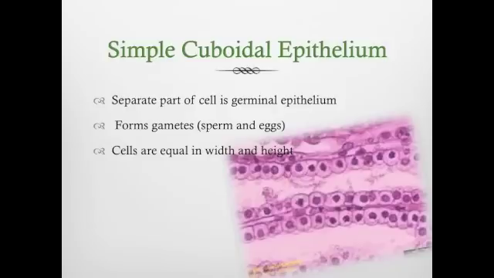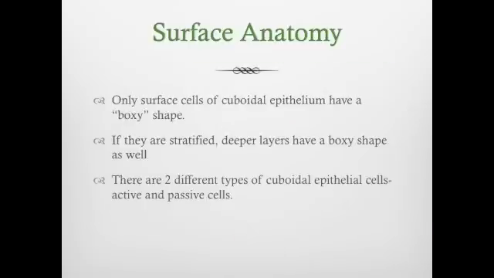Another type is the germinal epithelium, which forms your gametes, sperm and eggs. These cells, along with all the other types of cuboidal epithelia, are equal in width and height. Surface anatomy: only surface cells of cuboidal epithelium have a boxy shape. If they are stratified, the deeper layers have a boxy shape as well.